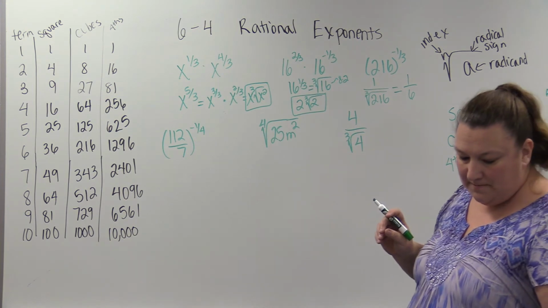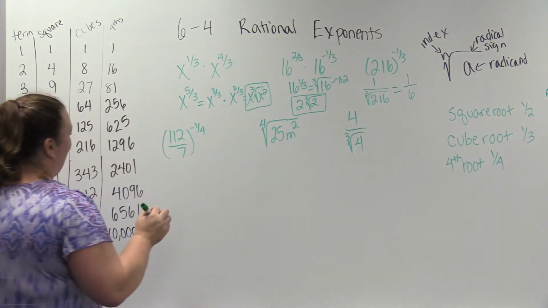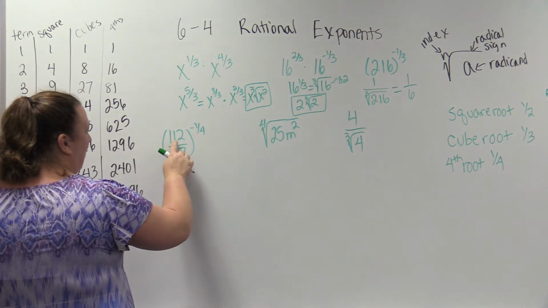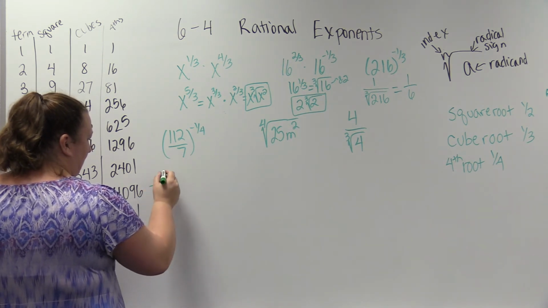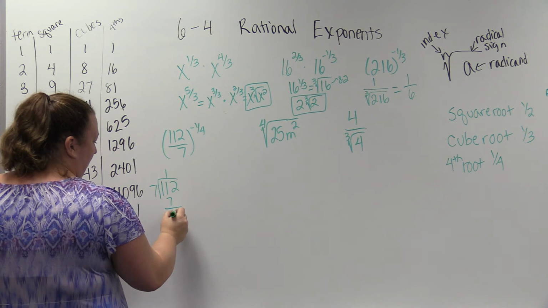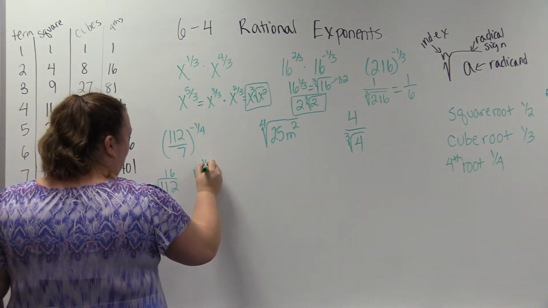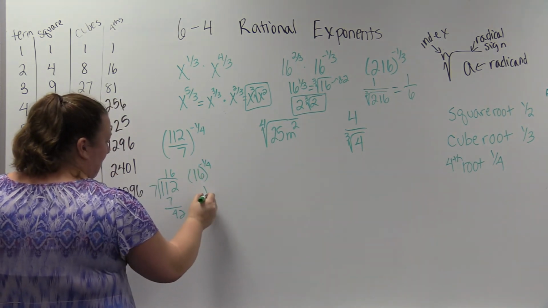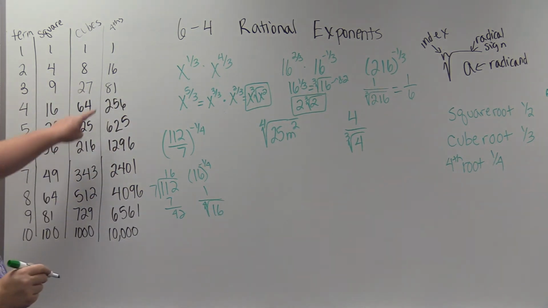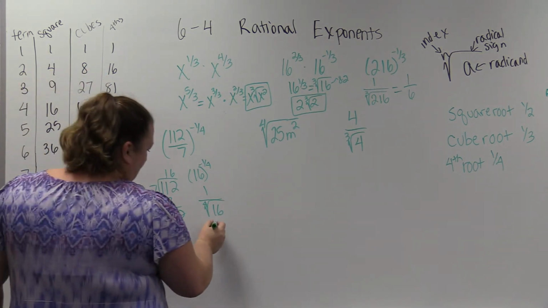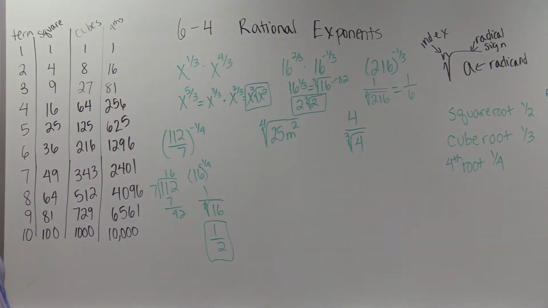Now, before I do anything here, this is important to know that 16 to the negative 1/4 power is 1 over the 4th root of 16. The 4th root of 16 is 2, so this is 1/2. See how that works?